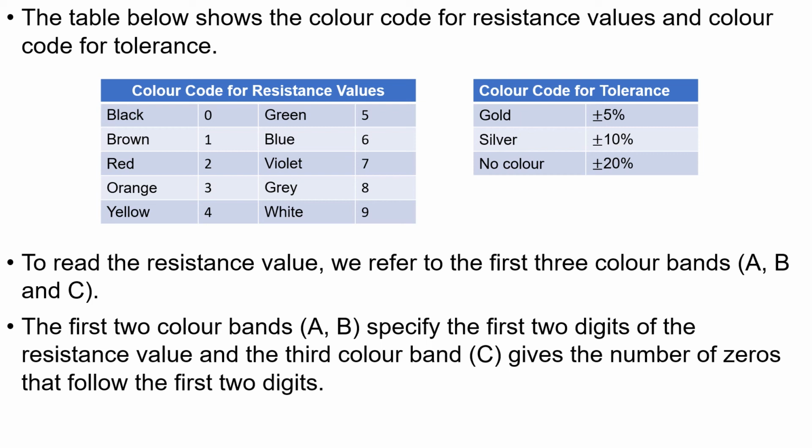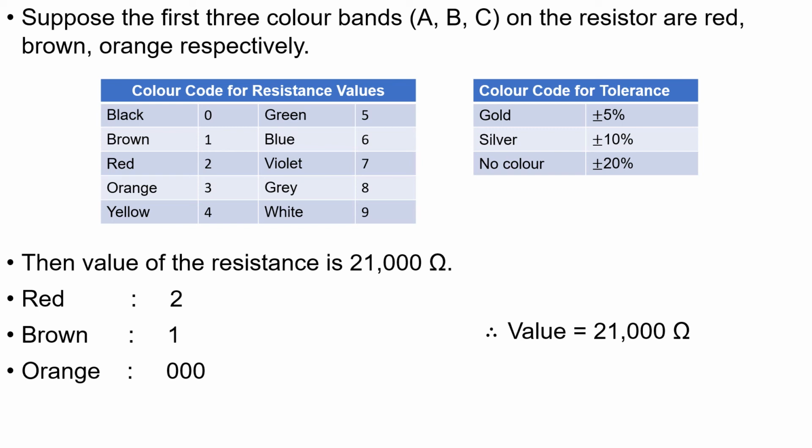To read the resistance value, we refer to the first 3 color bands, A, B, and C. The first 2 color bands, A and B, specify the first 2 digits of the resistance value, and the third color band, C, gives the number of zeros that follow the first 2 digits. Suppose the first 3 color bands on the resistor are red, brown, orange respectively. Then, value of the resistance is 21,000 ohm. Because, as we can see in table, red is for 2, brown is for 1, and orange is for 3. Therefore, final value becomes 21,000.